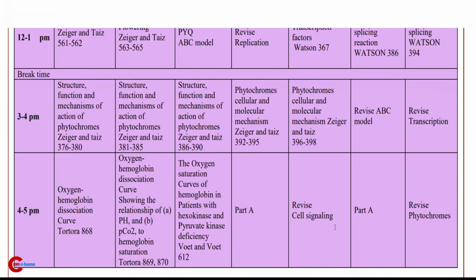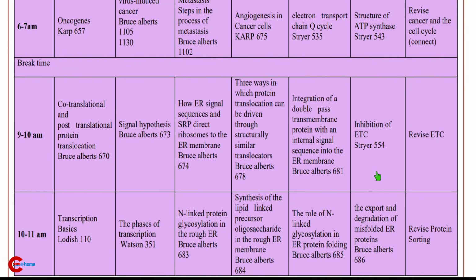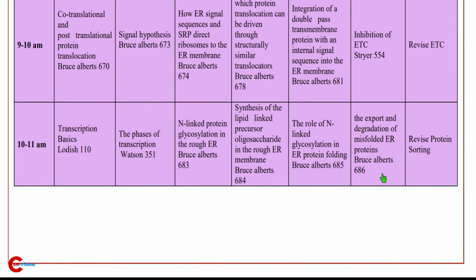Then 10 to 11 p.m., RNA silencing, Primrose. Day 13. Morning 5 to 6 a.m., cytochrome C oxidase mechanism. Which book to refer? STRYER. 6 to 7 a.m., structure of ATP synthase, STRYER. Then 9 to 10 a.m., inhibition of the electron transport chain. Then 10 to 11 a.m., the export and degradation of misfolded endoplasmic reticular proteins.